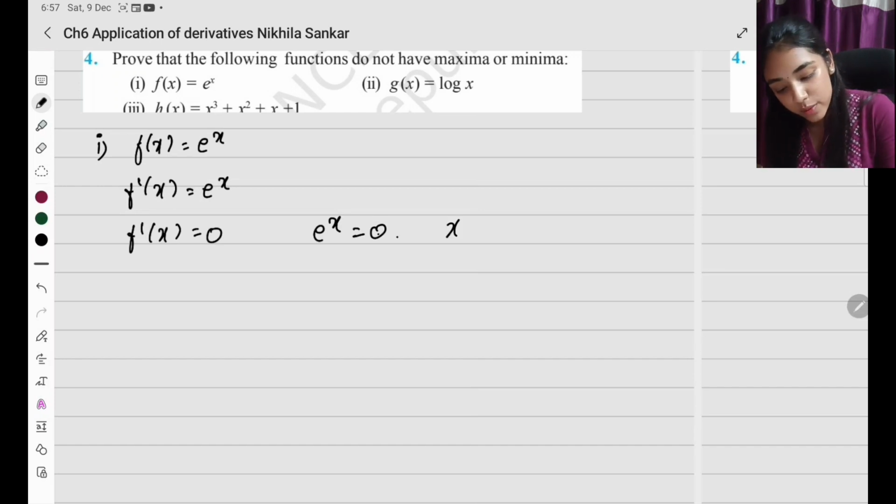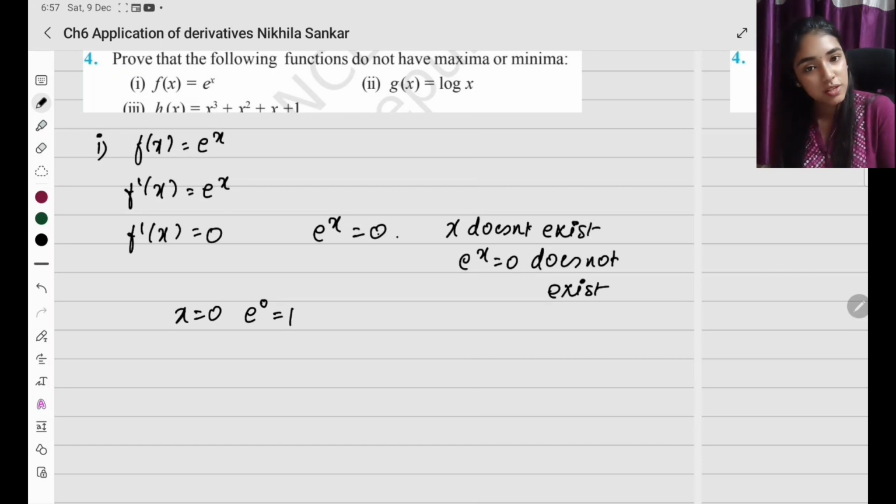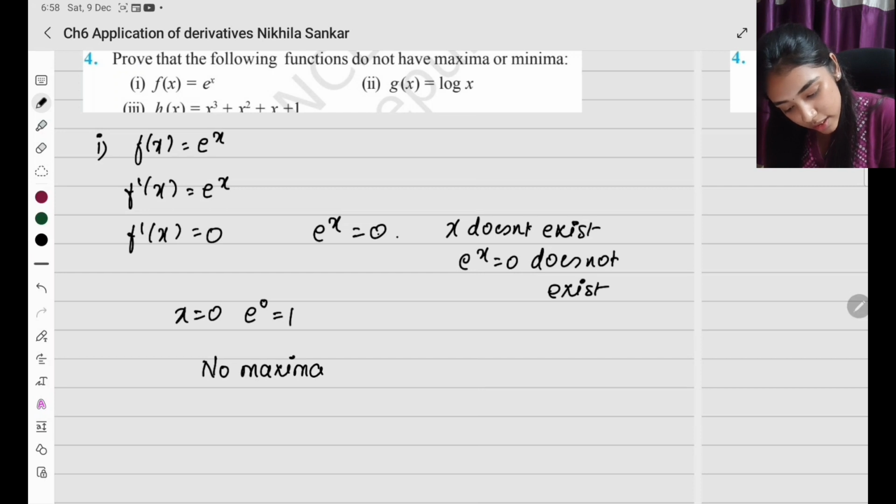So, the value of x cannot be found. x does not exist because e to the x equals 0 does not exist. Correct? Now if I put the value of x as 0, what happens? e to the 0 is going to be 1. You can never have the exponential function to be 0. Even if you look at its graph, it never touches 0. So this function does not exist. So no maxima and minima.